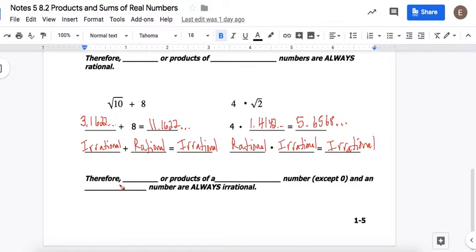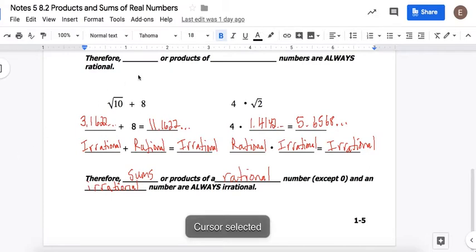So let's recap here. Therefore, the sums or products of a rational number except 0 and an irrational number are always irrational. That concludes our notes on products and sums of real numbers. I hope you have a great day.